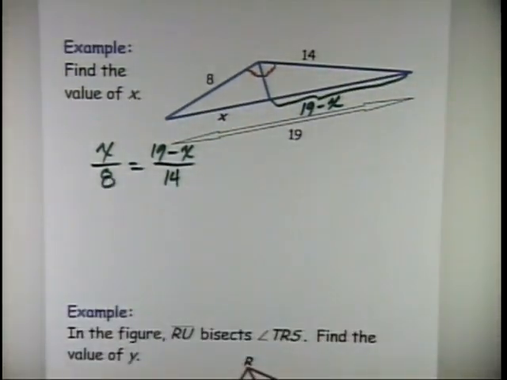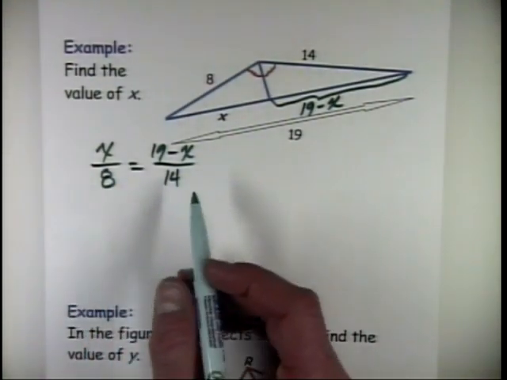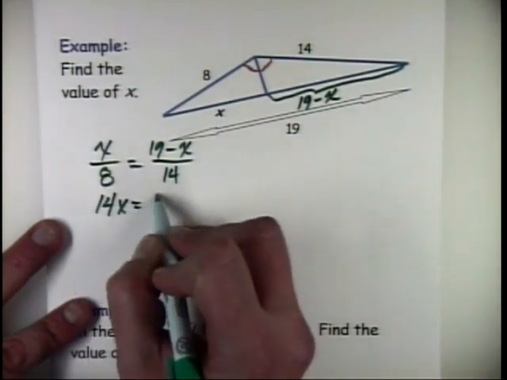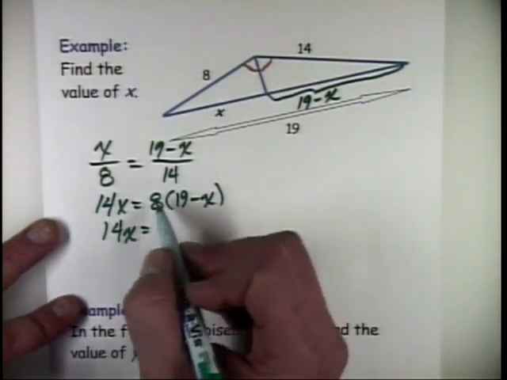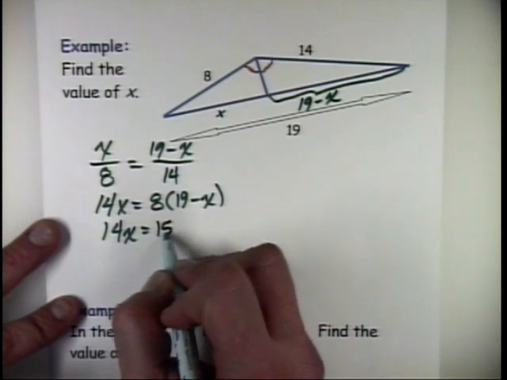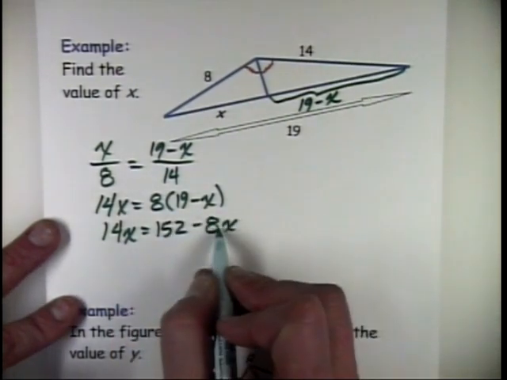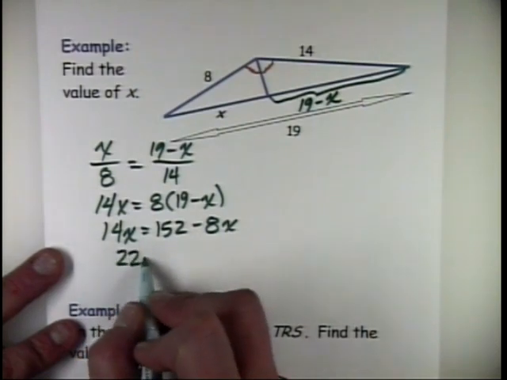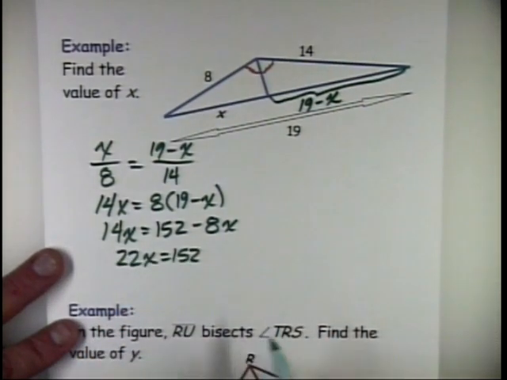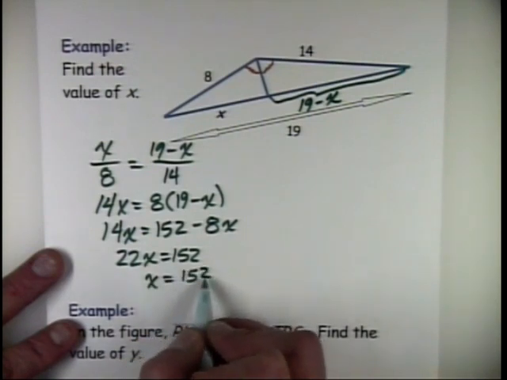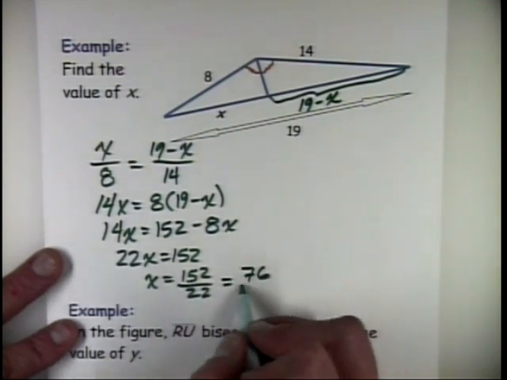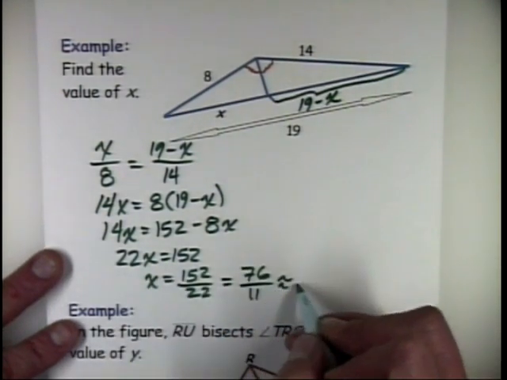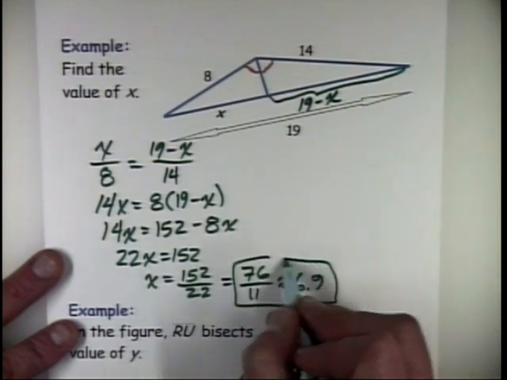Now notice the way I set it up, we can't really simplify either one of the two sides, so we're just going to go ahead and jump right in and cross multiply. So I get 14x equals 8 times 19 minus x. And here's where your calculator might help you. 8 times 19 is not too bad. It is 152 minus 8x. And now I'll add 8x to both sides, and I get 22x equals 152. And then divide both sides by 22, you get 152 twenty-seconds, which actually simplifies, if you divide out a 2, to 76 elevenths. And if you have your calculator, you can punch that in, and it's about 6.9.